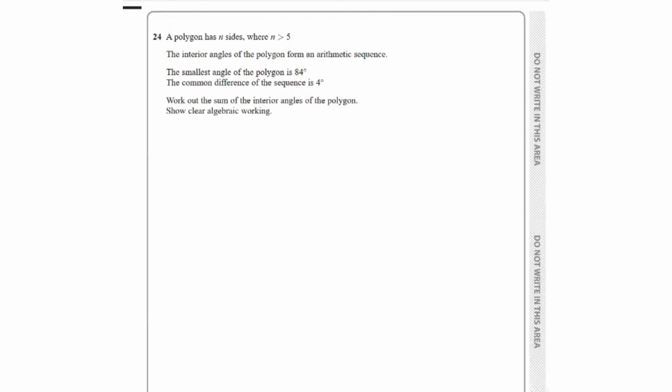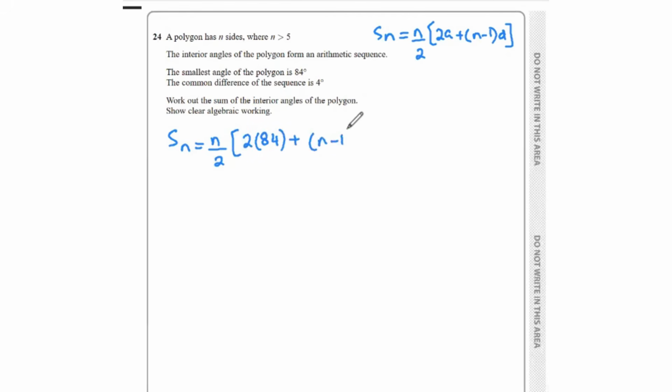Show clear algebraic working. So for an arithmetic sequence, your sum is n over 2 times 2a plus n minus 1 times d. A is your first term, n is your number of terms, and d is the common difference. First, we need to figure out the value of n. So sum of n terms would be n over 2 times 2 times 84 plus n minus 1 times the common difference, that is 4.